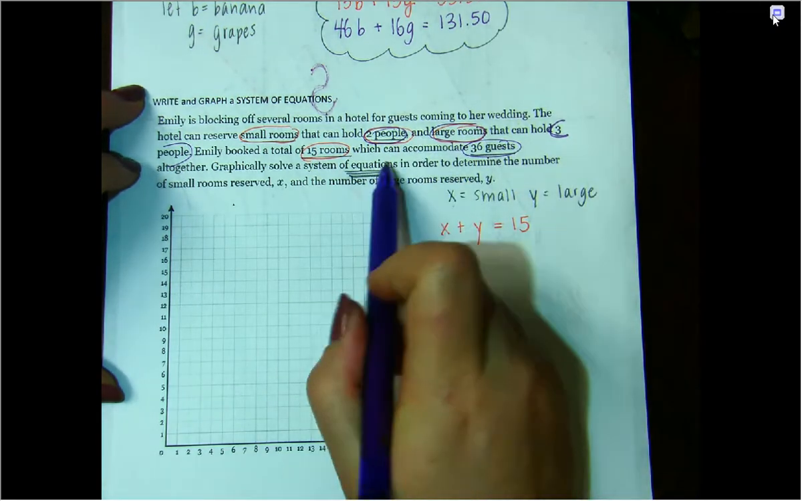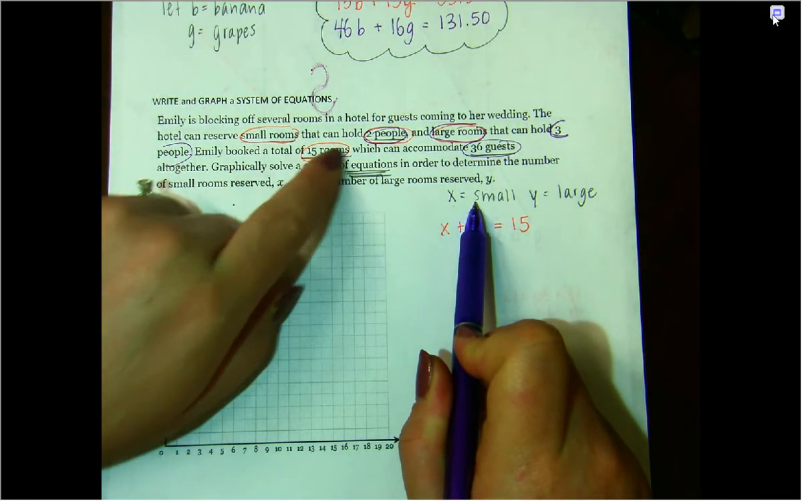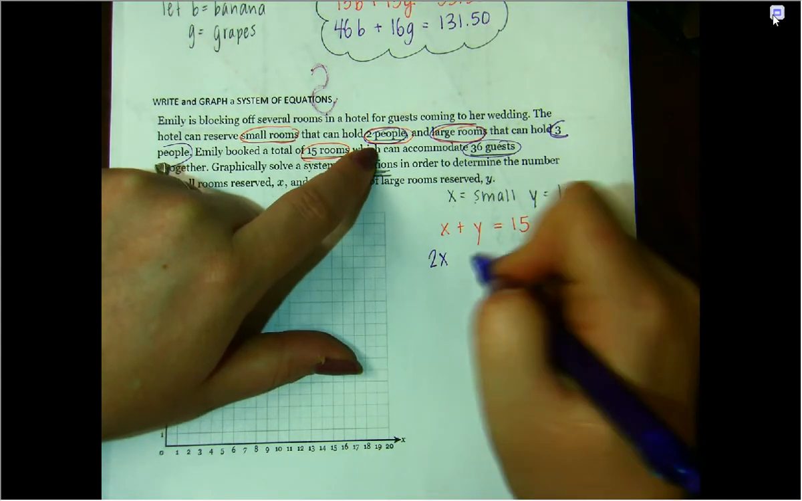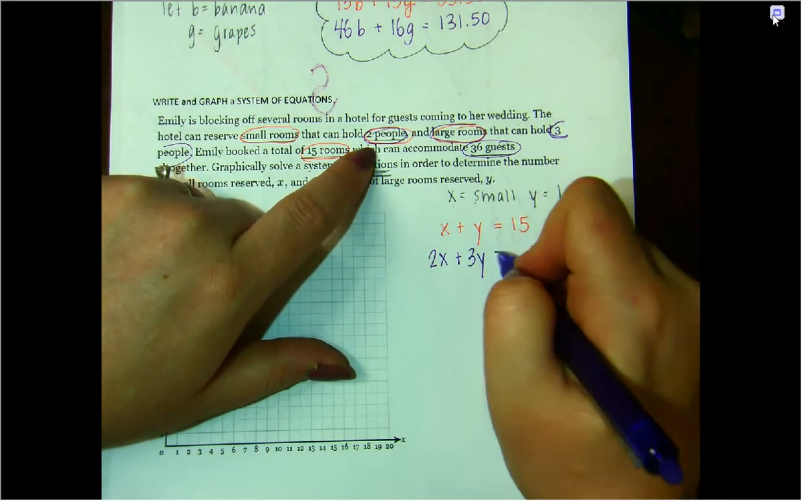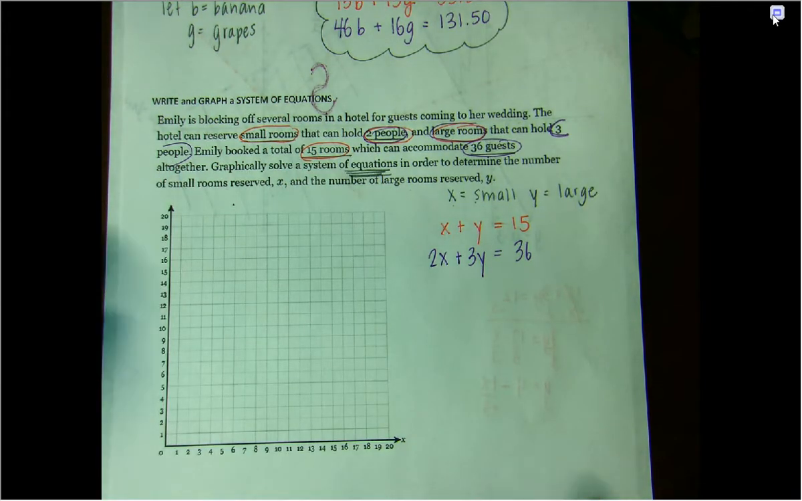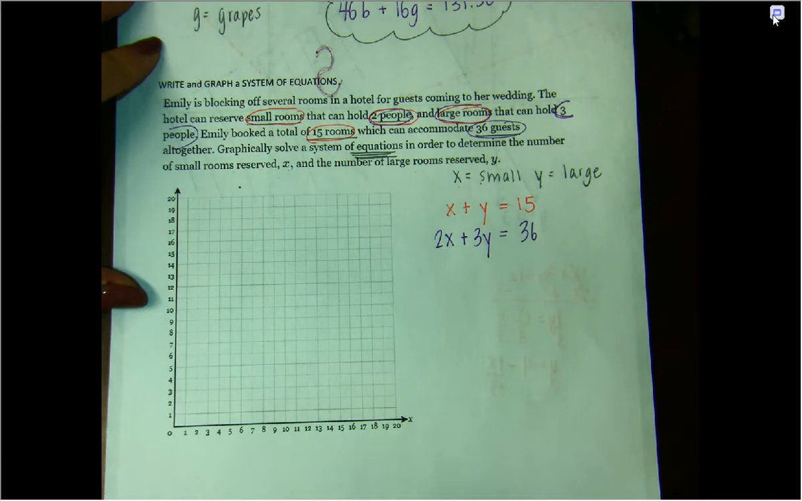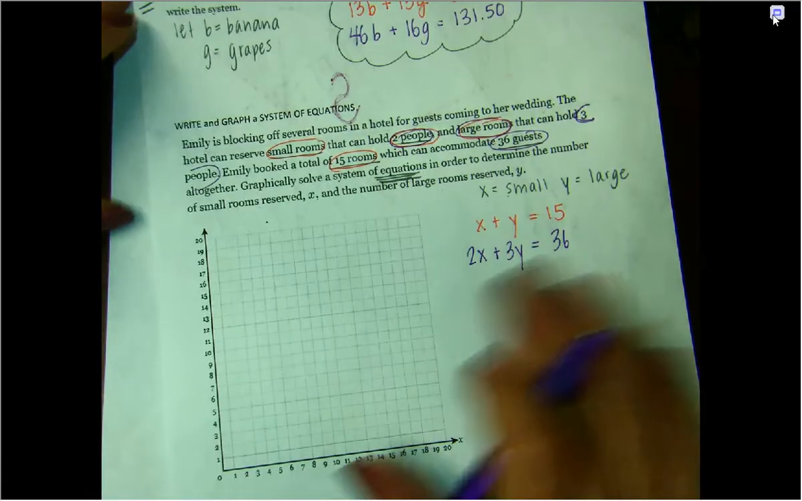So the small rooms can hold 2 people. So 2 people per 1 small room and 3 people per 1 large room. And I can have 36 guests. Okay, so now all I have to do is solve this. And solving this is just like what we did here, the first example.